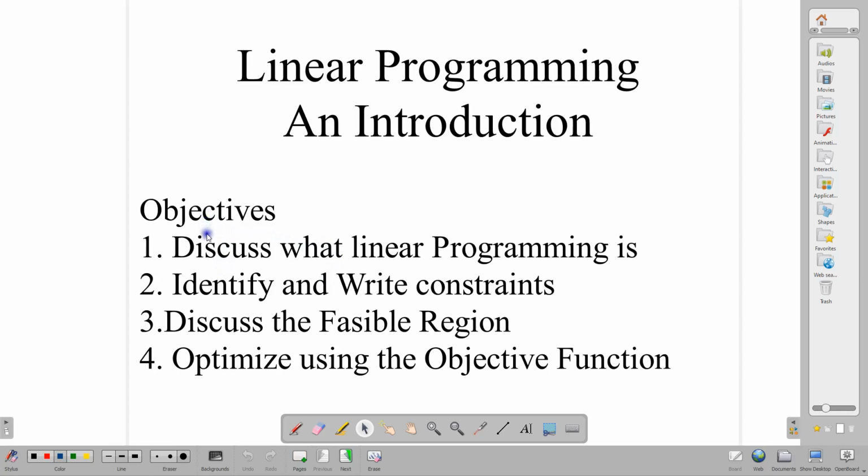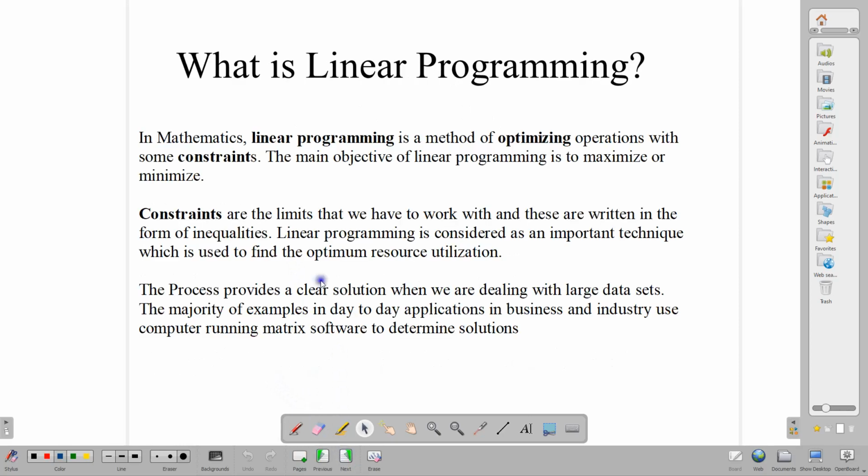But our objectives for today are: one, to discuss what linear programming is, to identify and write constraints, to discuss the feasible region, and to optimize using the objective function. All nice and strange terms that we're going to talk about exactly what they mean. And so let's open up by discussing what exactly is linear programming.